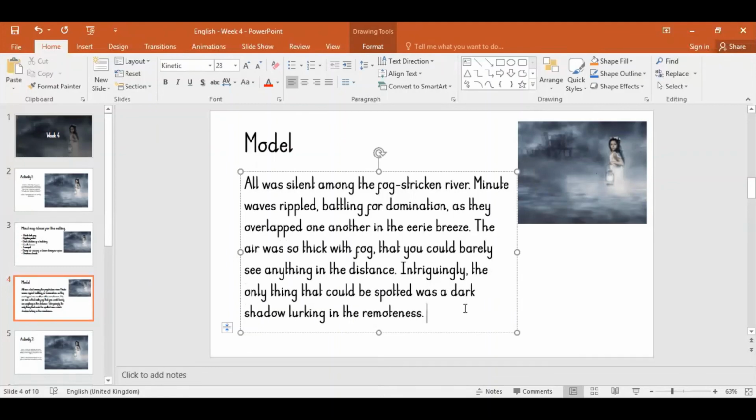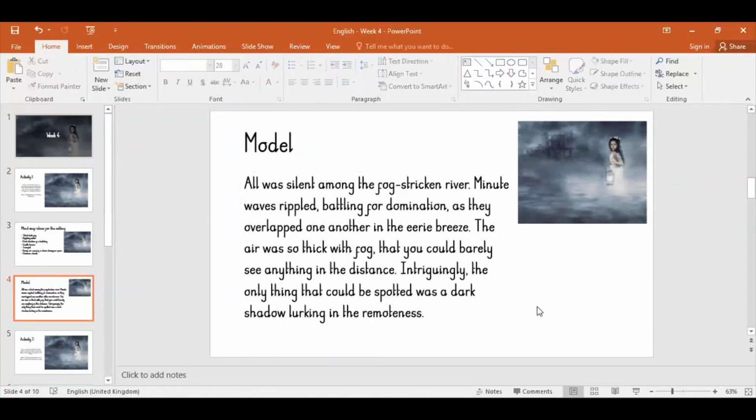So should we read it through one more time with the edits? Okay. And then the children could perhaps go and write their own ones and really impress us. Yeah, sounds good. Okay. All was silent among the fog-stricken river.